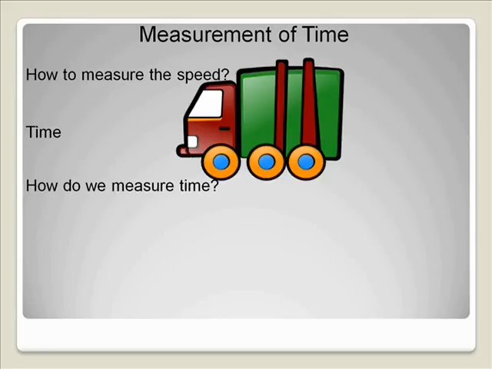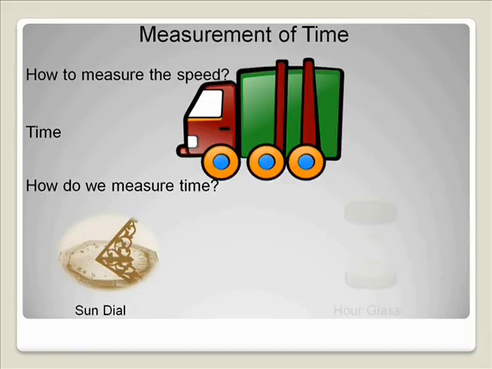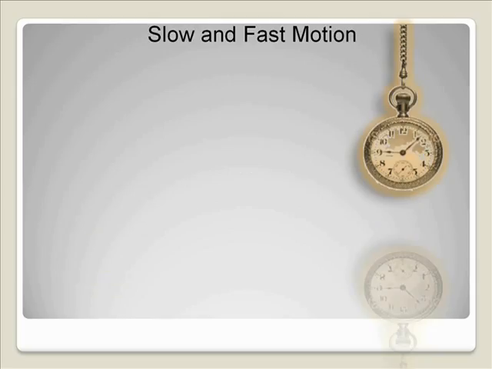In ancient times, people used to measure time using natural phenomena like position of the sun and length of the shadow, which were however not very accurate. Then came the sundials and the hourglasses, and finally modern devices like clocks and watches to measure time. So, you have learned the importance of measuring time. You have also learned about some time measuring instruments. Next, we will go on to slow and fast motion.